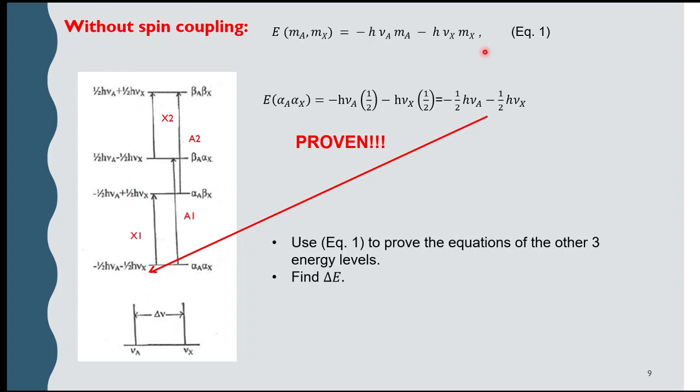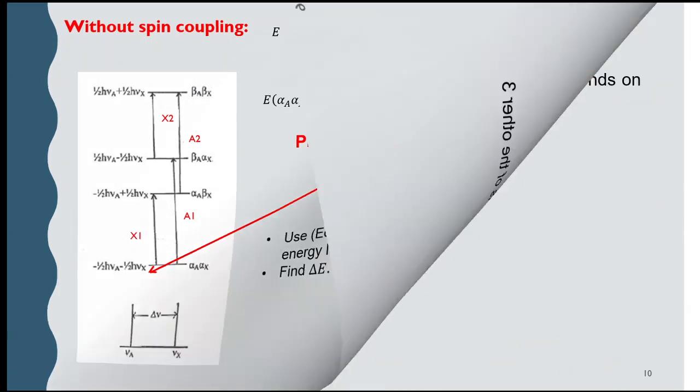And you should get that based on this equation. And even from there, you can actually find the delta E for all of these: the X1, X2, A1, and A2. Okay, find the delta E. So that's when there is no splitting.